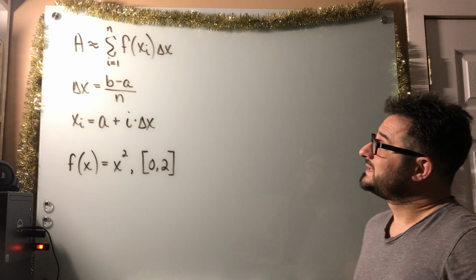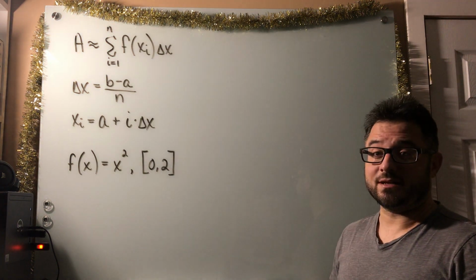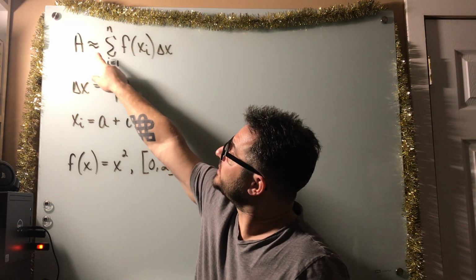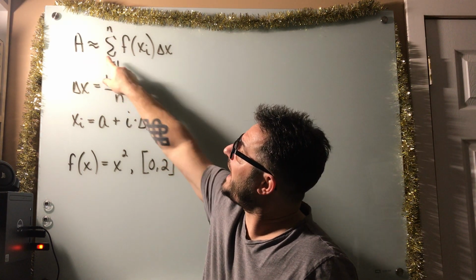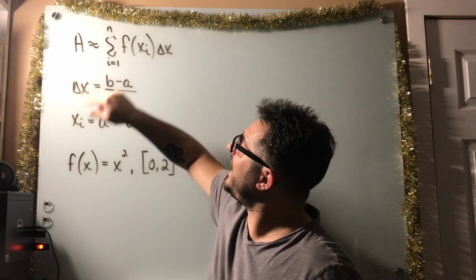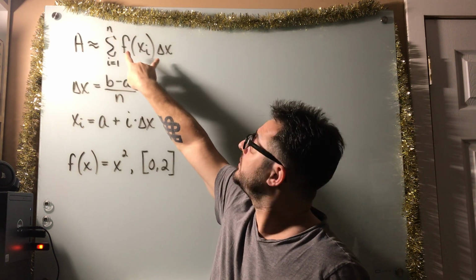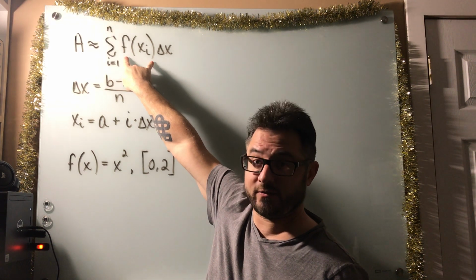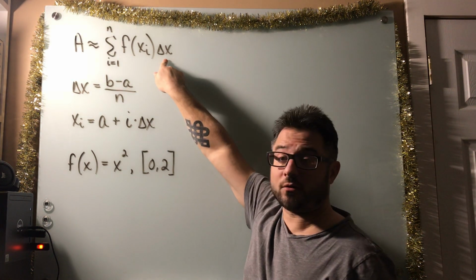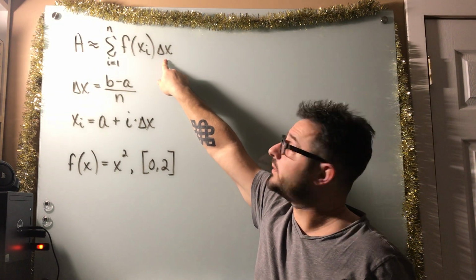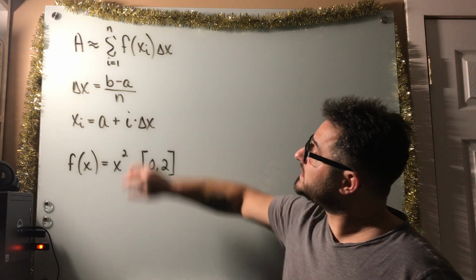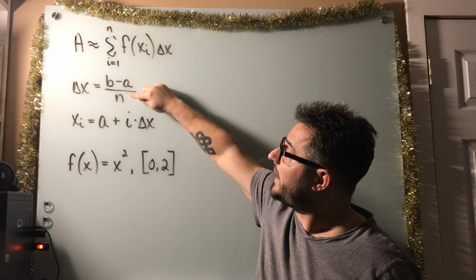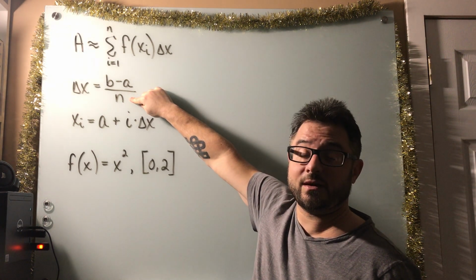Alright, so this is our Riemann sum. The area is approximated by adding up the areas of n rectangles whose heights are given by the value of the function, the output value, and whose widths are all constant, all the same width. We call it delta x. Delta x is found by taking the total width of the interval and dividing it by the number of rectangles we are using.